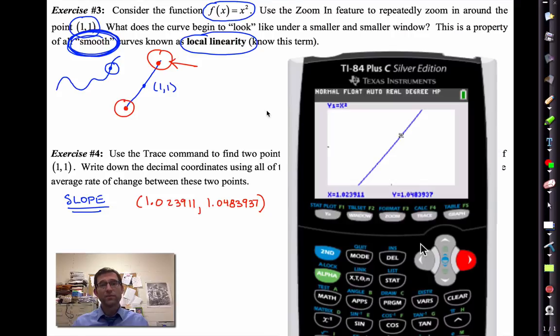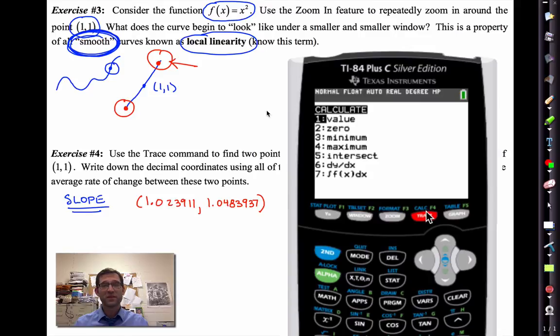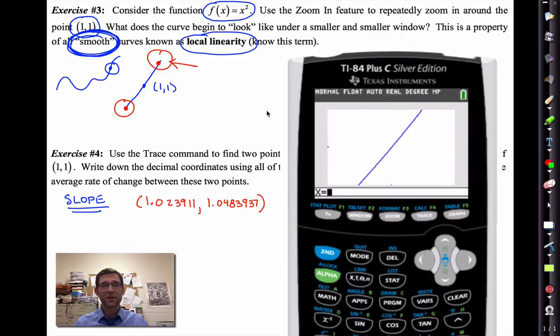So I'm going to go back into my calculate menu to get my value menu. Let's do that. Now I'm going to go down to value, grab value, and put x equals 1 in, just to put the cursor at 1, 1. Now I'm going to hit the trace button again, and start to go to the left. I think that's probably enough. Again, we just want some points that are on either side of it.